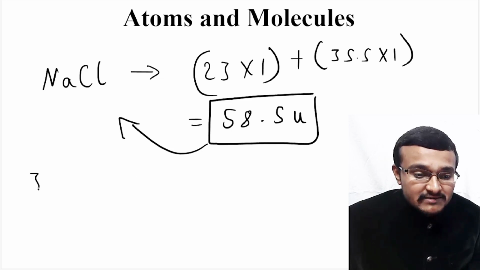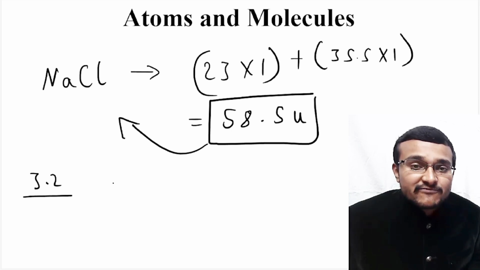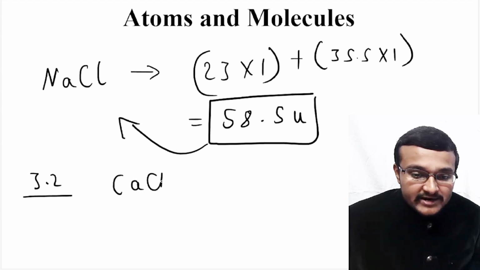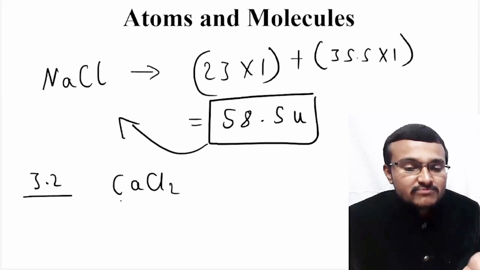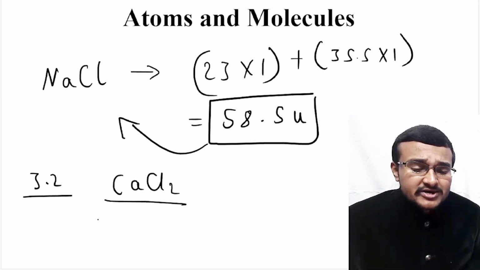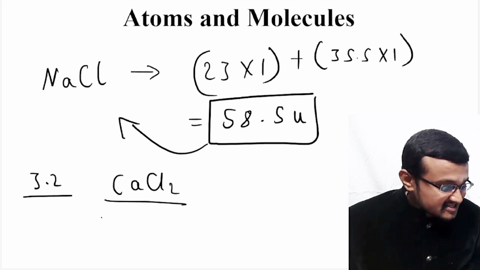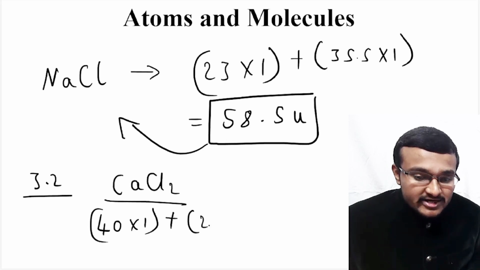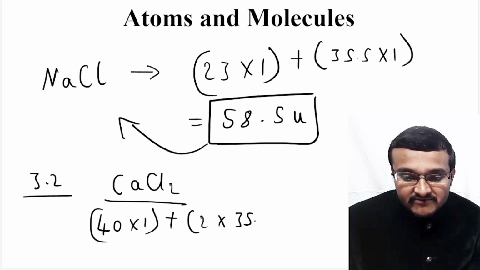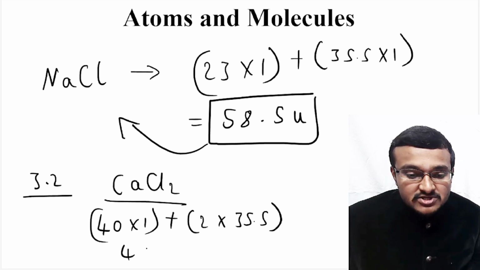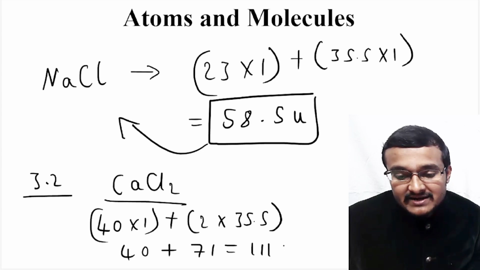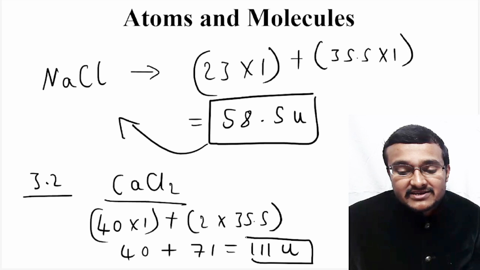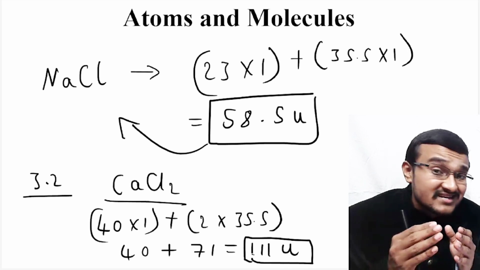Similarly, if you look at example 3.2, in example 3.2 you should find out formula unit mass of calcium chloride. Here also you can just find out the molecular mass of this particular CaCl2. So what is the atomic mass of calcium? Atomic mass of calcium is 40 and there is only one calcium atom, so 40 into 1 will be there, plus there are two chlorine atoms, so 2 into 35.5. So 40 plus 2 into 35.5 will be 71, so 40 plus 71 will be 111 U. So 111 U is the formula unit mass of this particular CaCl2.